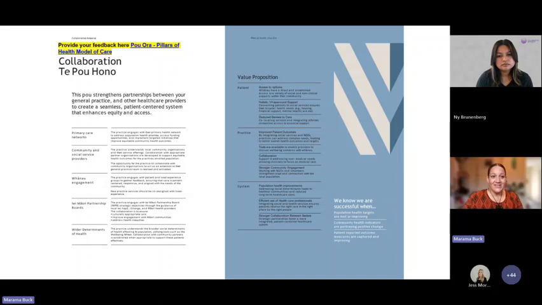So when we talk about te pou hono, we're talking about collaboration. Now, this has actually been the hardest one for us to develop, and it's that real sorting of what is the role or the opportunities for collaboration for a primary care provider. What are the things that are at that level, but then what are the things at the meso level? So, for example, we talked about IMPBs and PHOs.